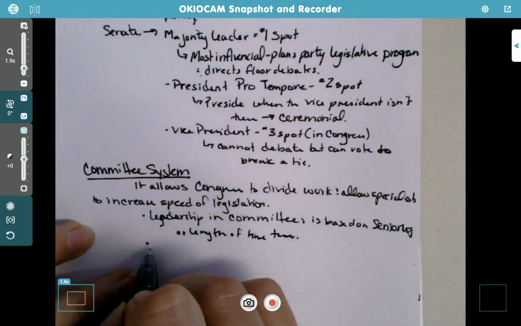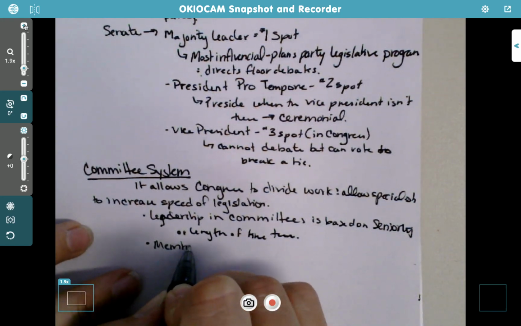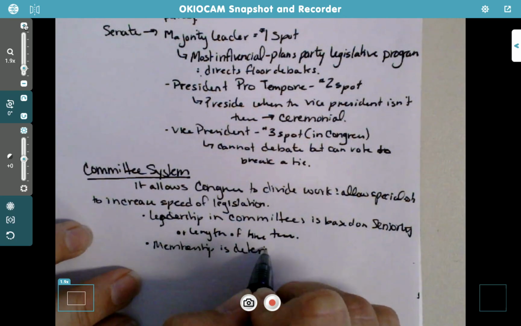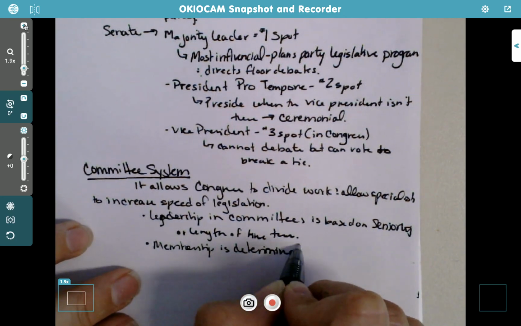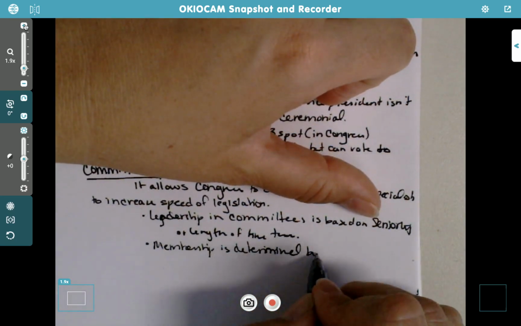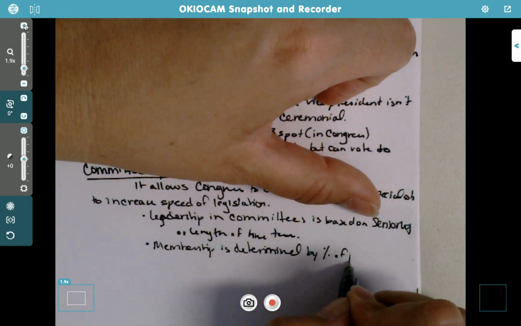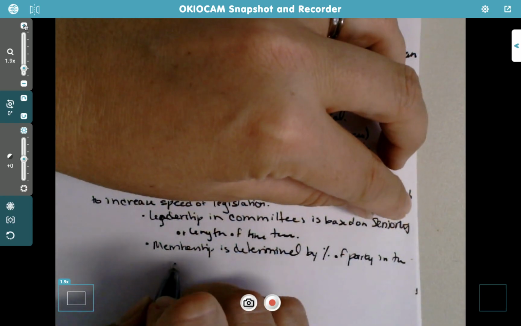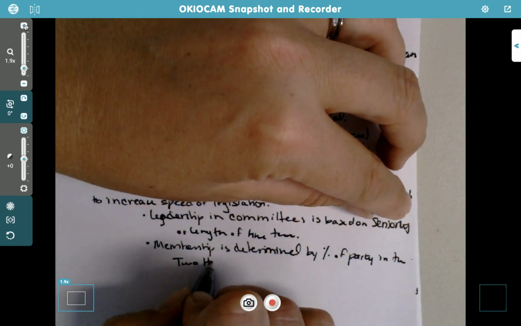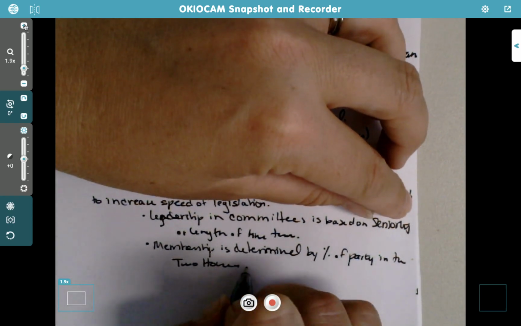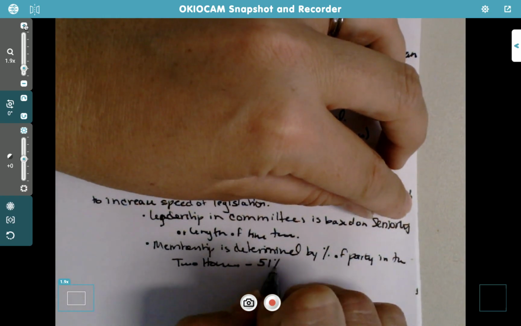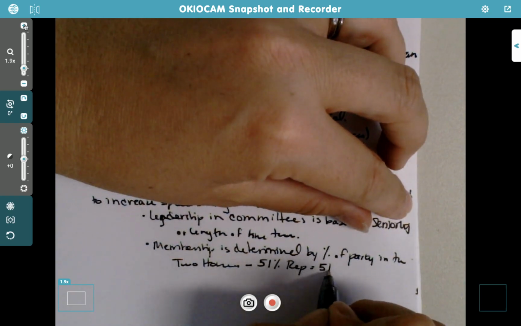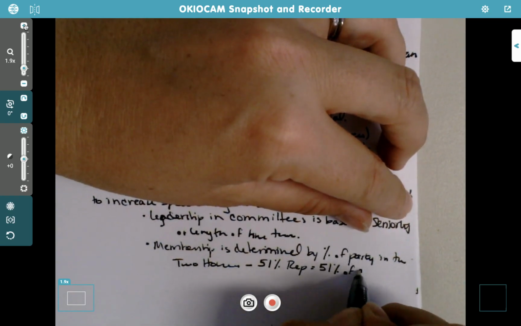Second bullet is membership is determined by percentage of party in the 2 houses. 51% Republicans equals 51% of committees.